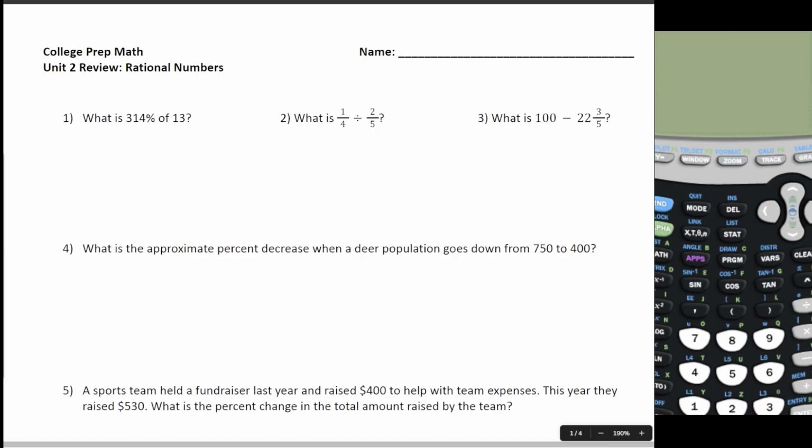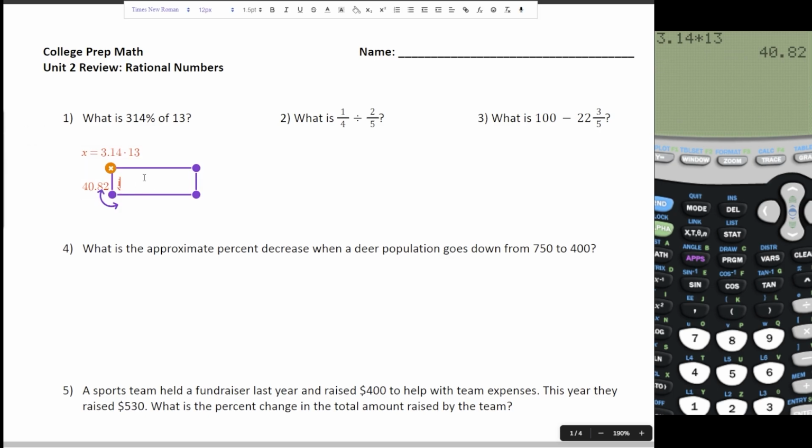First one says, what is 314% of 13? And anytime you get a percent question, I like to just translate it word by word. So what is x equals 314% is 3.14 of, "of" is always talking about multiplication when it comes to percents, of 13. And from here, I'm going to use my calculator. I'm just going to type in 3.14 times 13. And that gives me my answer here. So I would say that 40.82 is 314% of 13.